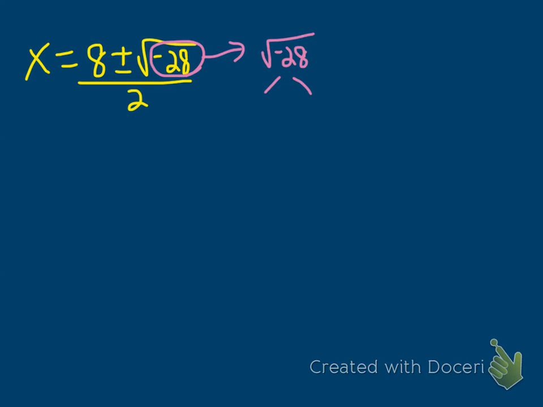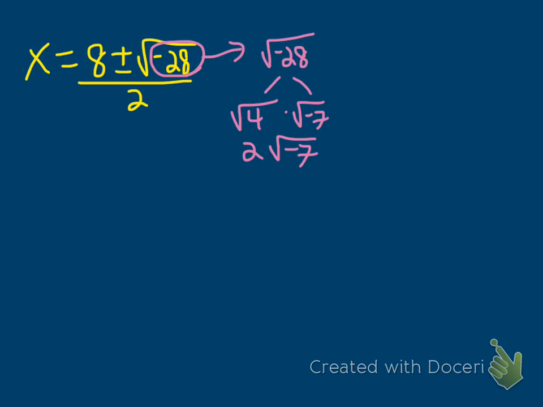So there's going to be two answers to this now that we know how to deal with the imaginary unit I, whereas before we just said there was no solution. Alright, so I'm thinking square root of negative 28 can be broken down into square root of 4 times the square root of negative 7. I know the square root of 4 is 2. Drop down the square root of negative 7.